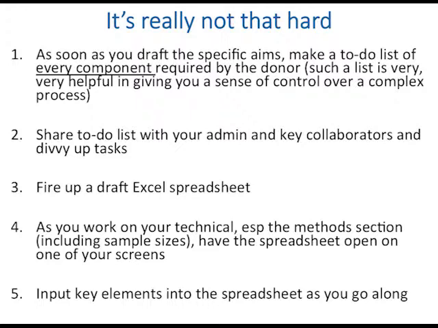What I suggest and what I do is, as soon as I draft the specific aims and have some colleagues look at them to tell me, okay, this makes sense or this doesn't, I make a to-do list of every component required by the donor. And that is done with administration. Because such a list is very helpful in giving you a sense of control. You have a list in front of you of everything that's needed. Share the to-do list with your administration and be collaborators and divvy up the tasks. You don't have to do everything.